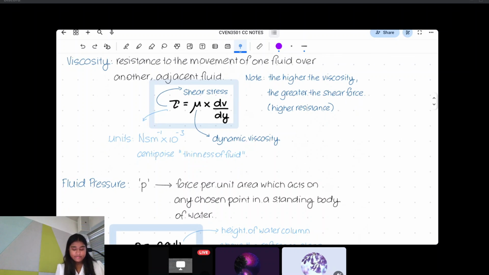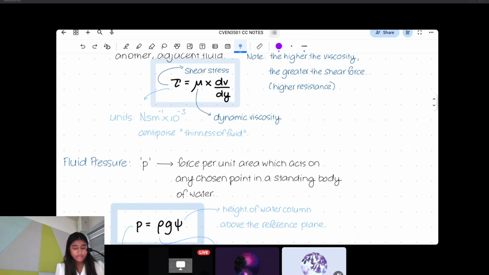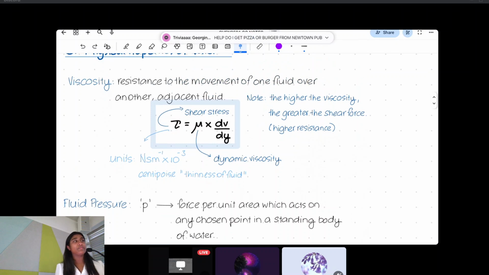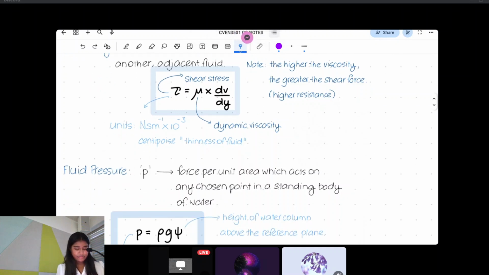And then it is multiplied by changes in velocity, right? And the units for that are centipoise, which I also learned was a thing recently, and it's just the thinness of a fluid. Which makes sense if you think about it, because viscosity, like thick fluids, won't move as seamlessly over another fluid, I guess.